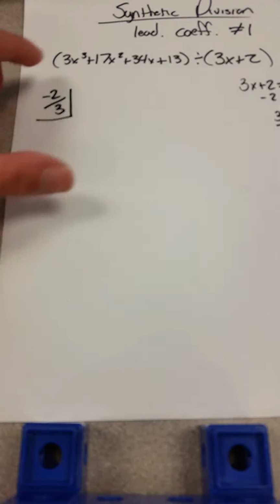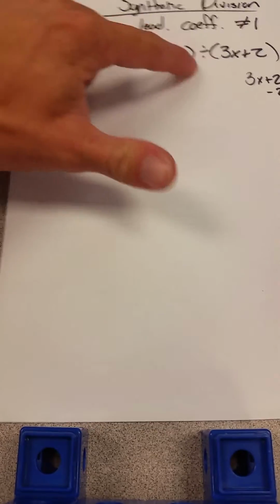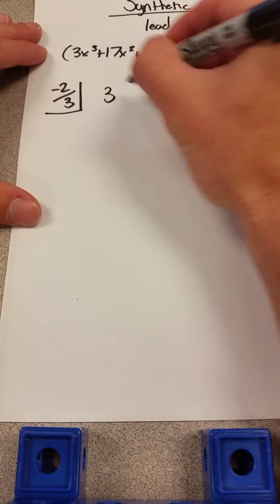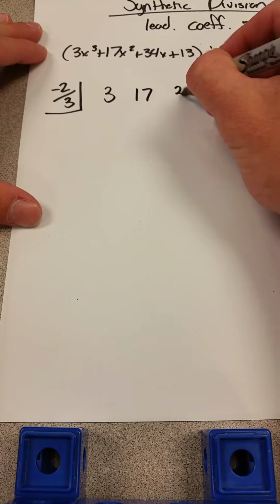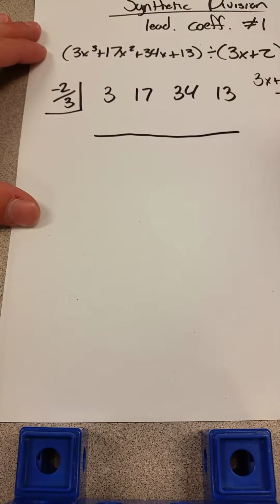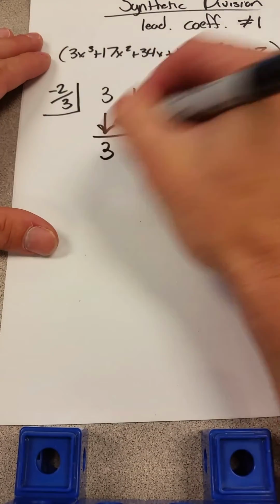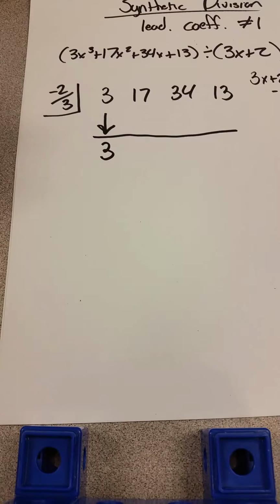Make sure all the terms are still present. So 3, 2, 1, constant, everything's there. Write down the leading coefficients. So as you can tell, nothing has changed so far that we've done with synthetic division. The first term drops. Now, everybody's scared of fractions, but there's really not a whole lot to be concerned with.